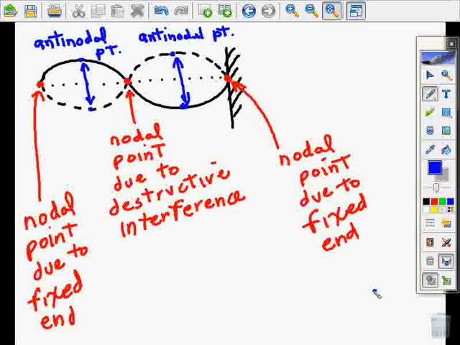So this wave pattern has 3 nodal points and 2 antinodal points. Sometimes people think that it's 4 antinodal points, but it's only 2 antinodal points because it's the same point that's flaring up and down.